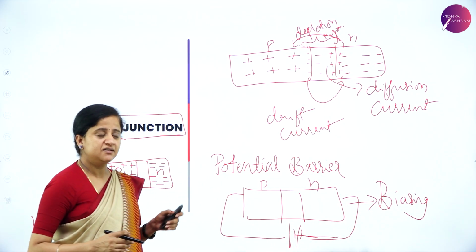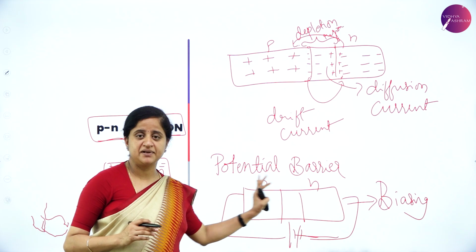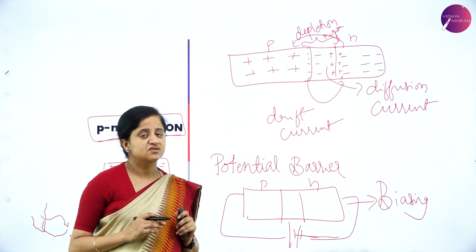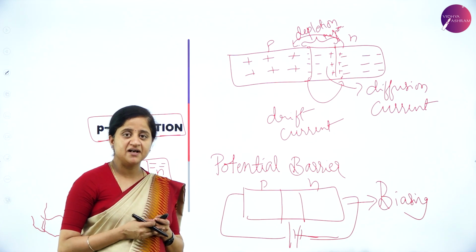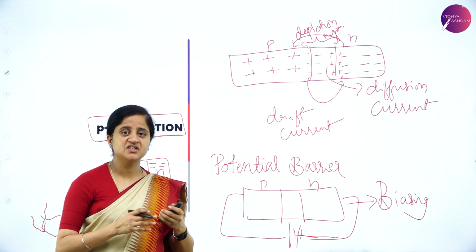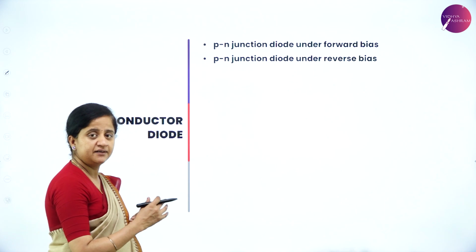What is biasing? Giving an external voltage to the p-n junction device is called biasing. There are two types of biasing: one is forward biasing and the other one is reverse biasing. We shall study about it in the next slide.